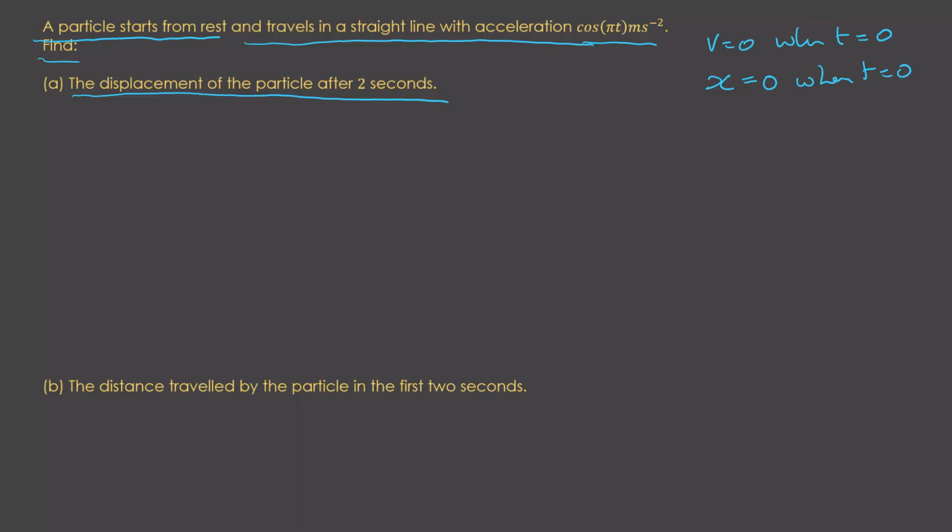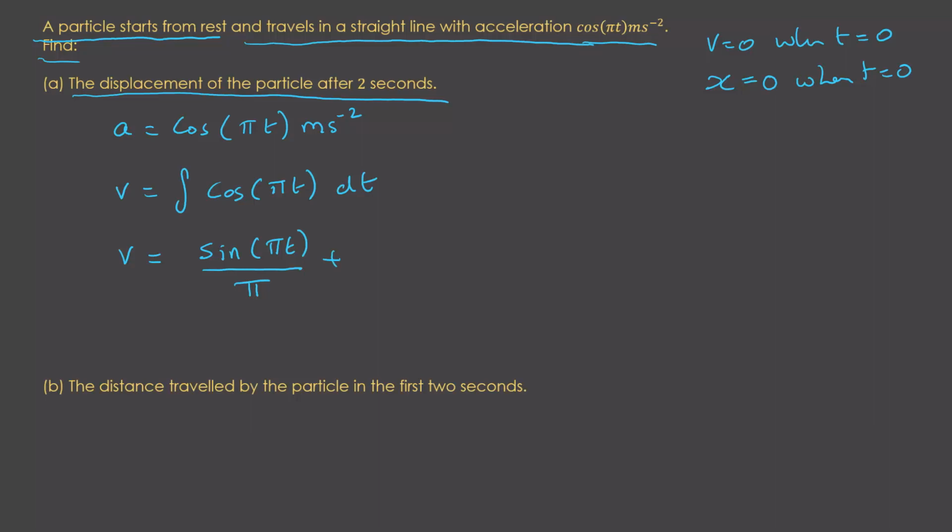So we know that a is cos pi t meters per second squared. Velocity then would be the integral of cos pi t dt. Now remember our pattern for trigonometric integration and differentiation. Cos is going to integrate to sine. We're going to need to use the reverse chain. And then we get some constant.